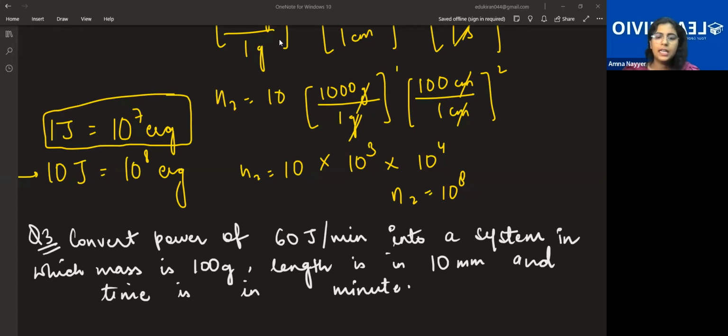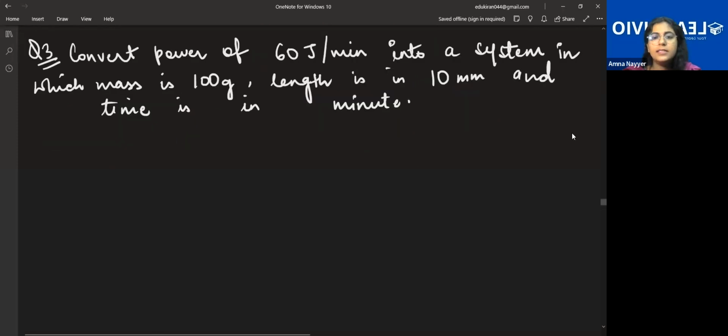All right. Let's come to this question. This says convert power of 60 joules per minute into a system in which mass is 100 grams, length is 10 millimeters, and time is in minute. See, it's a little tough question, but the method is same.